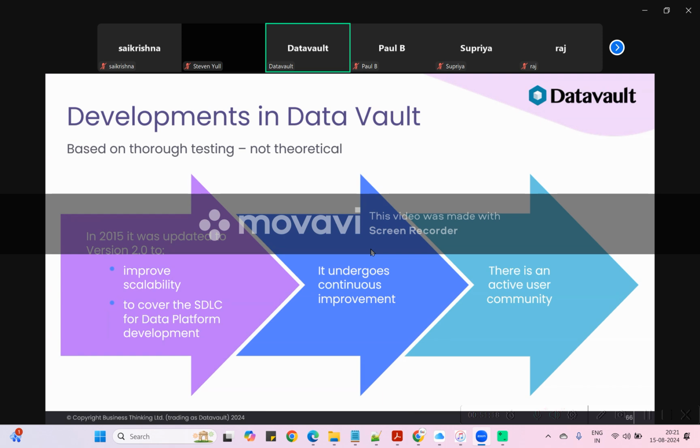Data Vault itself has undergone continuous improvement. So since the book was published, there's been some developments, and there are continuous developments involved as the marketplace itself learns and works further. So, bringing in things like data contracts, understanding how to feed different types of use case and so on. And there's a very active user community out there working on it.